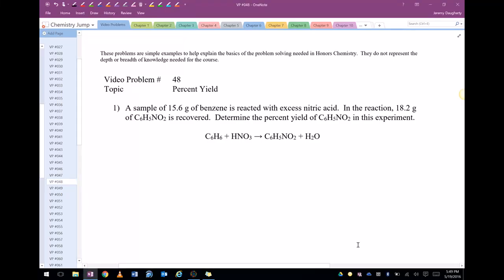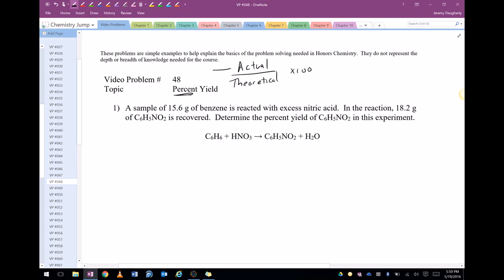Video problem 48. This one is on percent yield. First of all, it's a percent, so it's always a part over the whole. What we're doing here is taking how much of a certain substance we actually form versus how much we should form, which is the theoretical amount. And then it's a percent, so it's times 100.